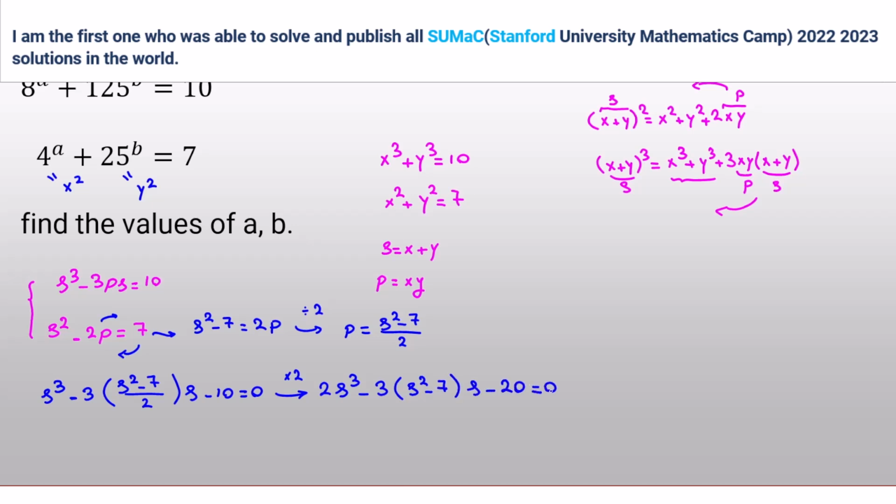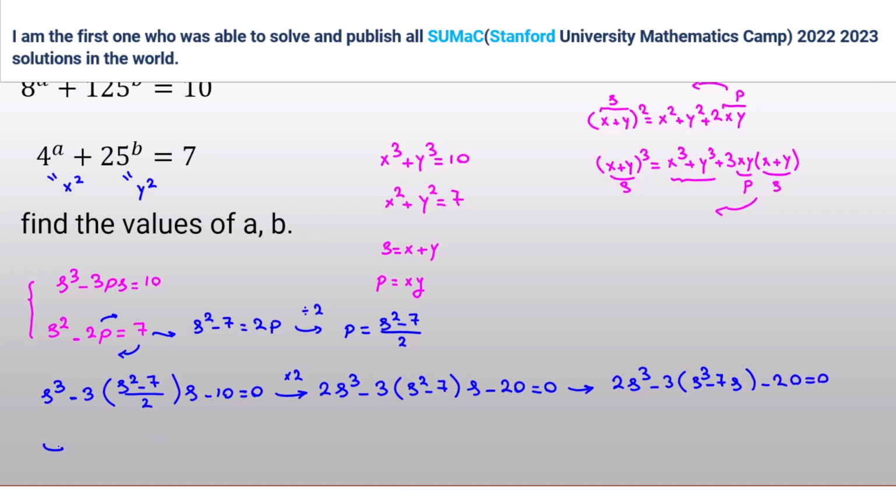So it will be 2s cubed minus 3 times s squared minus 7 times s minus 20 is equal to 0. Now let's expand: distribute this as here. s cubed minus 7s minus 20 is equal to 0.